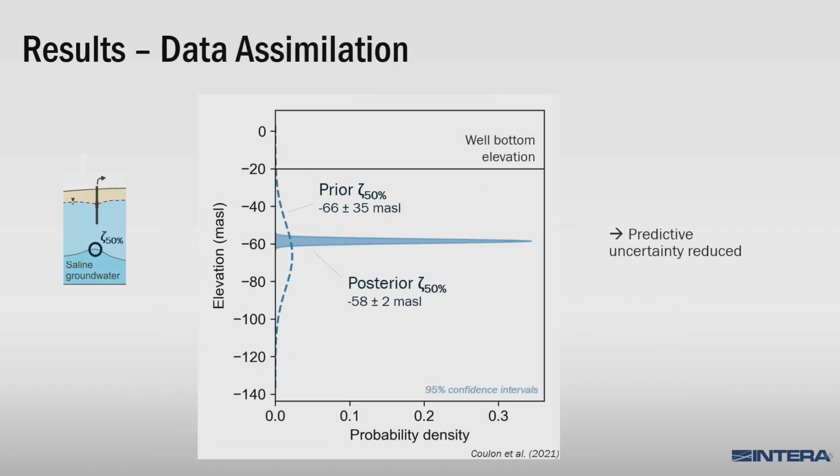I just want to briefly mention the importance of data assimilation here. I'm showing the probability distribution associated with the 50% seawater salinity before parameter estimation, the dashed line, versus after parameter estimation. And so we see that the predictive uncertainty was significantly reduced during parameter estimation.